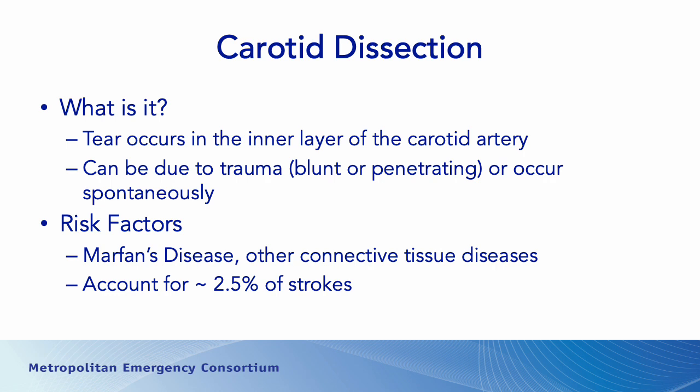And you can get carotid dissections from penetrating injuries, a gunshot wound to the neck, or stab wound to the neck, or blunt trauma to the neck, which is why patients who are strangled will often do a CT angiogram of the neck to look for a carotid dissection. Or, as in what we're talking about today, it can occur spontaneously. It just happens. Risk factors include Marfan's disease or other connective tissue diseases like Ehlers-Danlos syndrome, and carotid dissections can account for about 2.5% of all the strokes that we see.